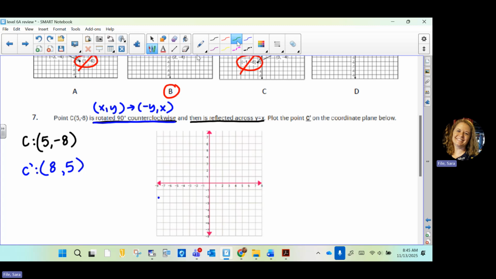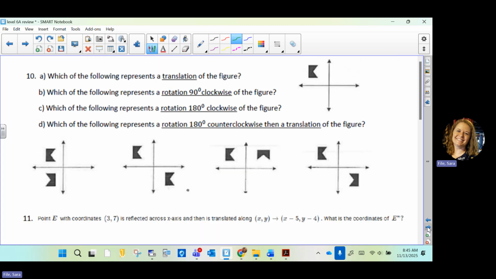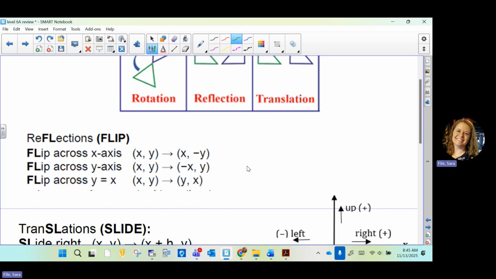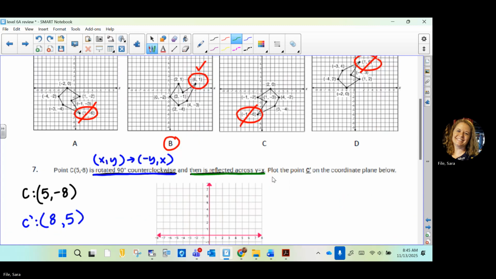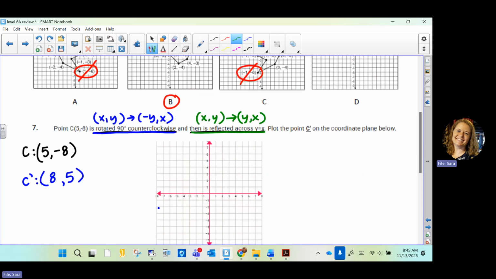Okay, now I need to apply the rule for reflecting across the line y = x. So again, you'll look at your formula chart. Reflecting across the line y = x just says to switch their spot. None of the signs change. So (x, y) becomes (y, x). So my C double prime, I just switch their spots. So the (8, 5) becomes (5, 8).